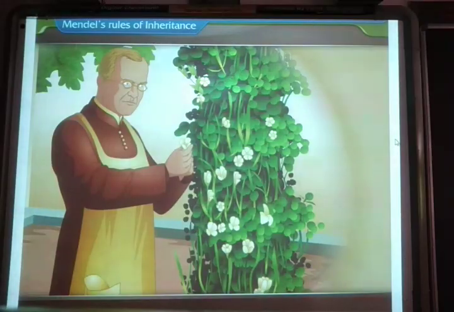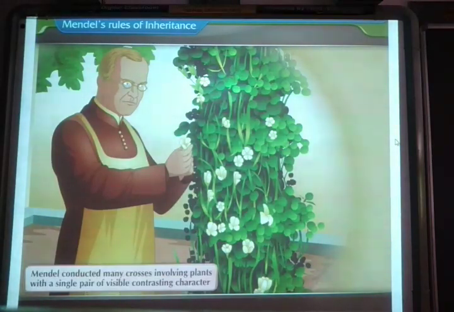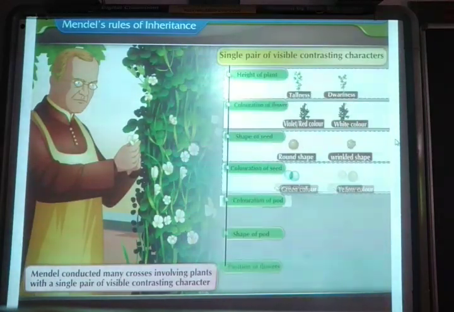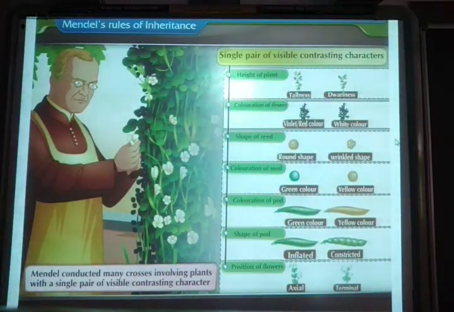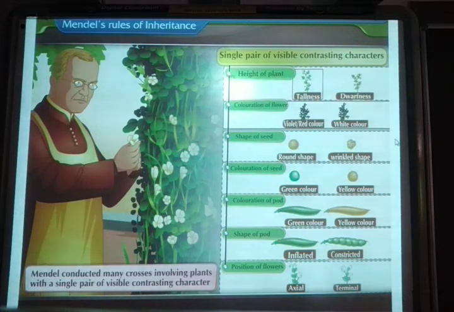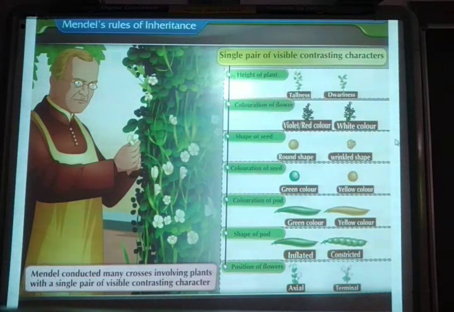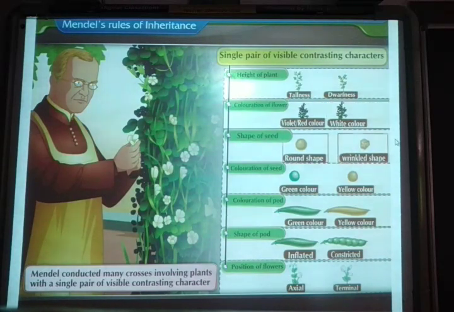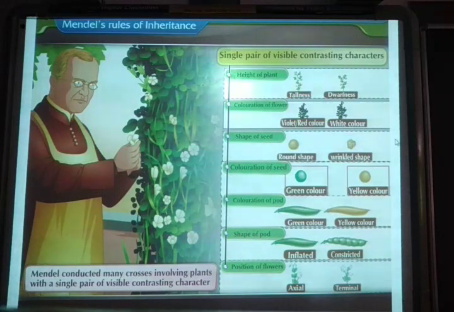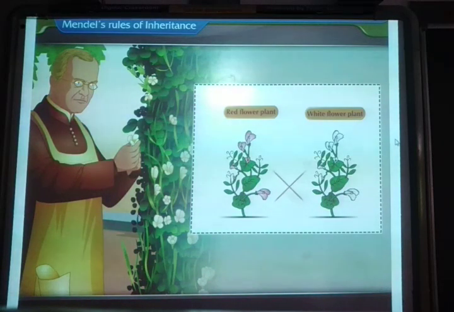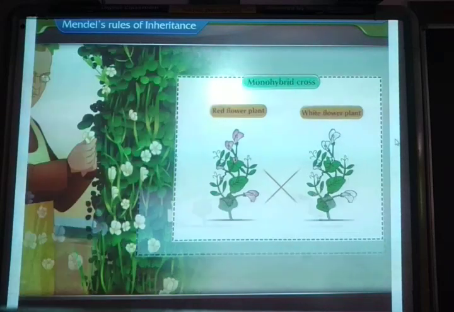During the course of his experiments, Mendel conducted many crosses involving plants with a single pair of visible contrasting characters. For example, tall and dwarf plants, red and white colored flowers, round and wrinkled seeds, green and yellow colored seeds, etc. are some of the characters. Such a cross, which involves only a single pair of contrasting characters, is called a monohybrid cross. Let us understand this cross with the help of an example.